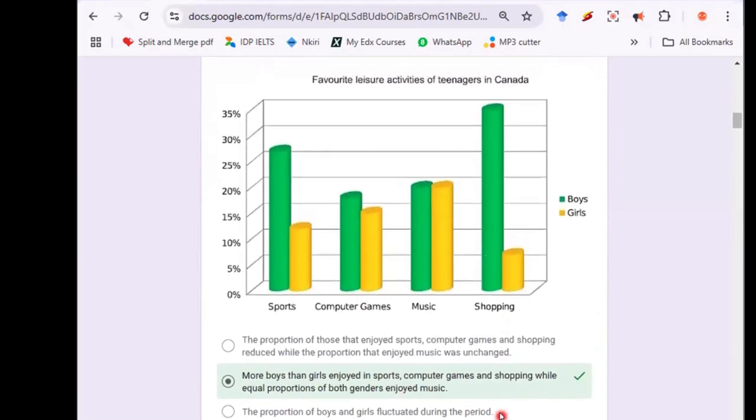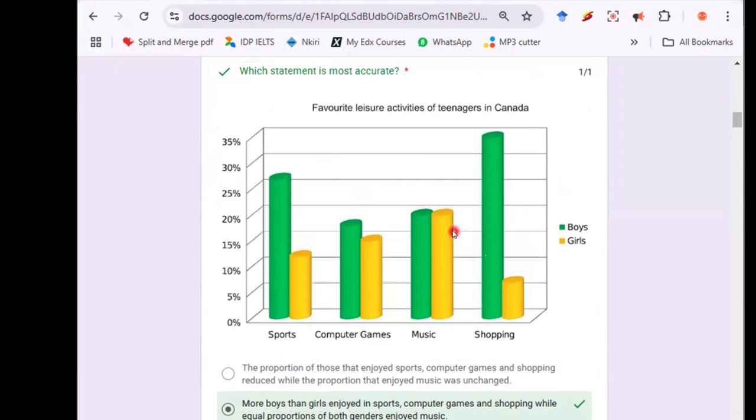Of percentages. Look at this one here. The proportion of those that enjoyed sports, computer games, and shopping reduced. There's nothing that reduced there. Why? Because this graph is just about 2 categories, boys and girls. We do not have anything about days. We do not have anything about years.